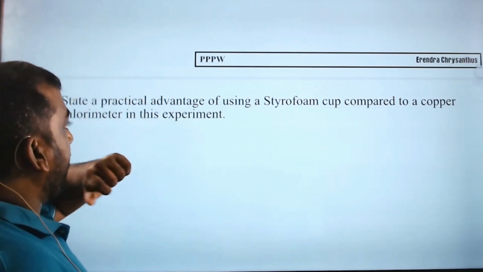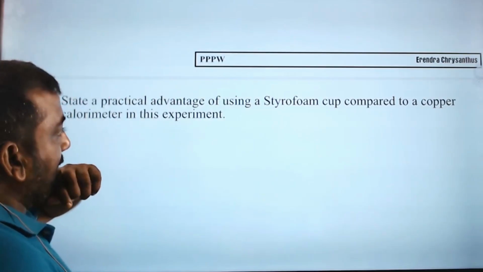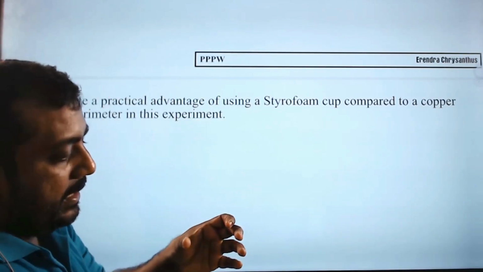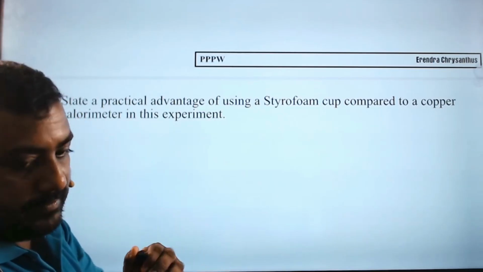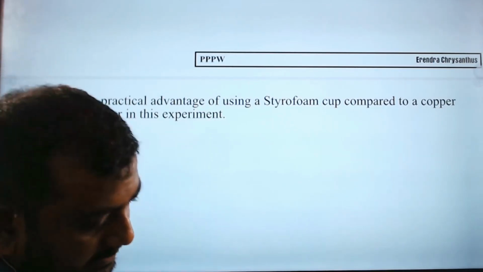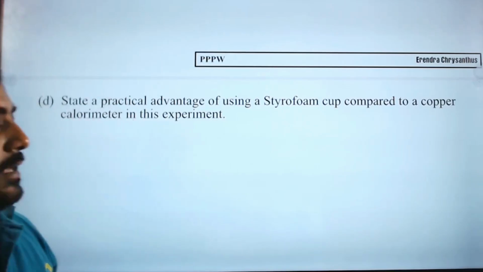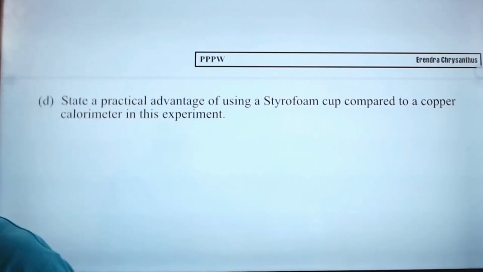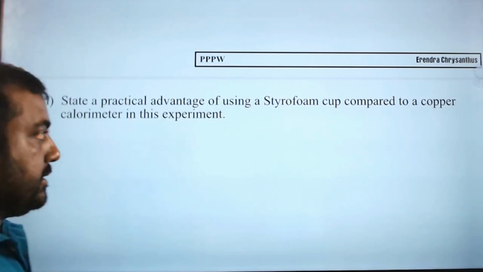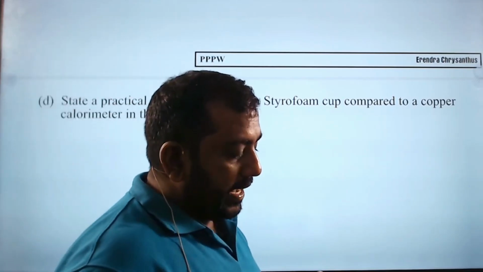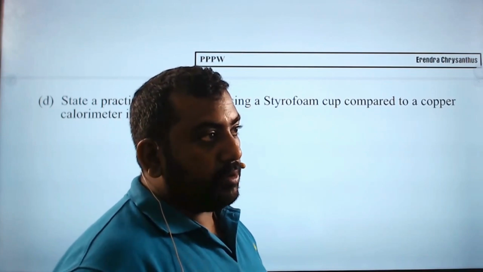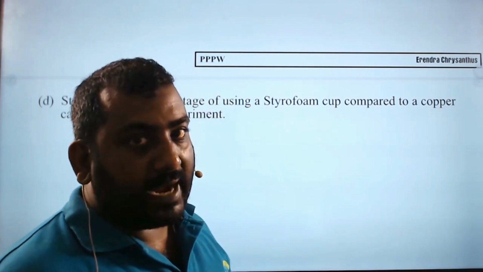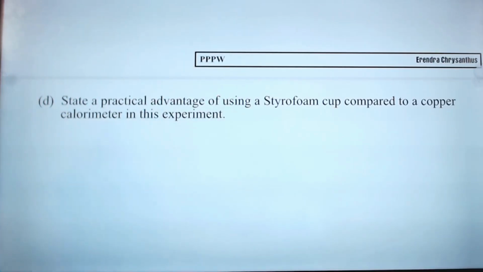State the practical advantage of using a styrofoam cup compared to a copper one. Now what happens is the amount of heat absorbed by the cup is less. So heat absorption is less, which means more heat is absorbed by the liquid inside. So there is no need for insulation. Those are the scientific reasons. Heat absorption is less. There is no need for heat insulation. Alright.